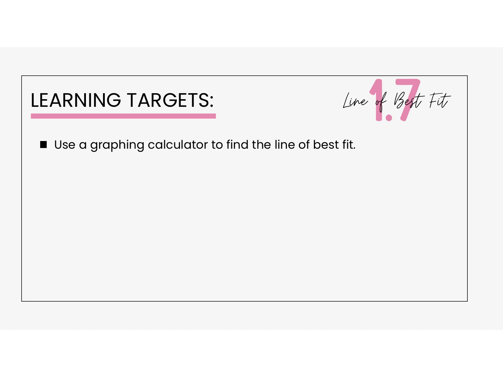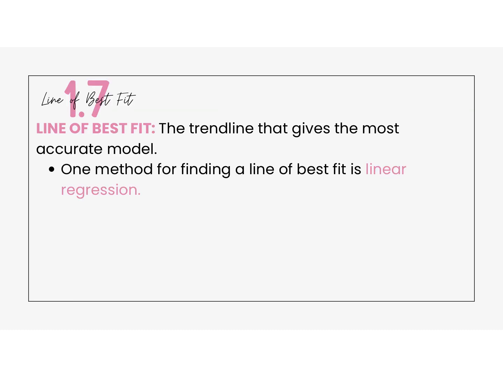Okay, so we're going to continue on here in 1.7, and we drew a trend line based on what we predicted and how we drew our scatter plot. But in 1.7, we're going to actually use a graphing calculator to find the line of best fit. This is just going to be a little bit more exact than if we're making a guess on our own. So the line of best fit is the trend line that gives the most accurate model. And we're going to do that using our calculator. The way that we're going to do that is called linear regression.